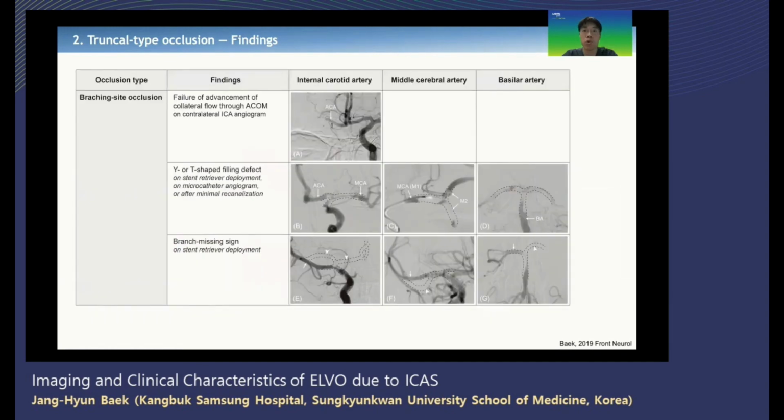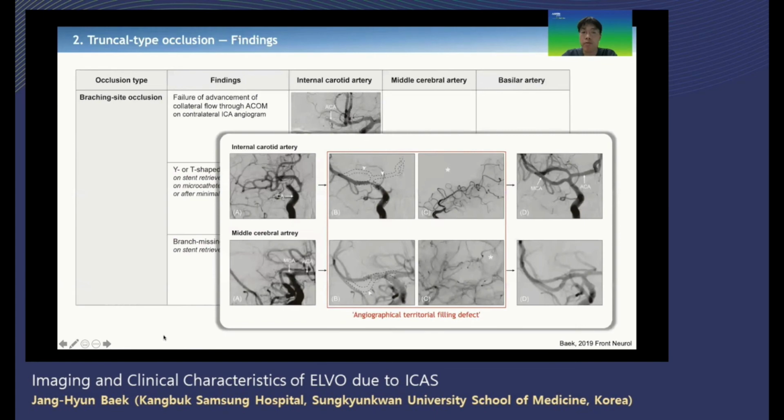In contrast to the truncal type occlusion, the bifurcation site is not visible in branching site occlusion. It means that the occlusion segment involves the bifurcation site where the embolus is likely to be lodged. For example, if we deploy the stent retriever, temporary blood flow can only be shown to one major branch. So now we can call it a branch missing site.